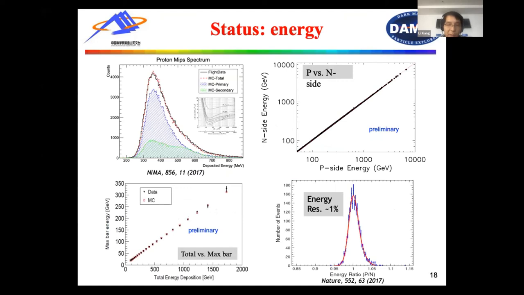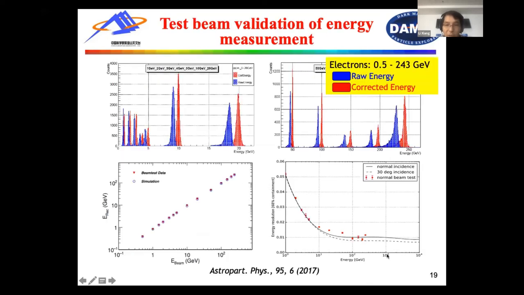The energy measurement is especially good for DAMPE. We can measure the MIPs very, very clearly, and we have two independent measurements, with both sides independently measuring the energy. They are very consistent, and the energy linearity is very good. Also the angular resolution, this is from the flight data, and also very extensive beam tests have been done to verify the design performance of the detector. Here, I show some results with electron beams. The detector has very good linearity over the energy measurement, and the energy resolution can reach a level of 1% above 50 GeV.